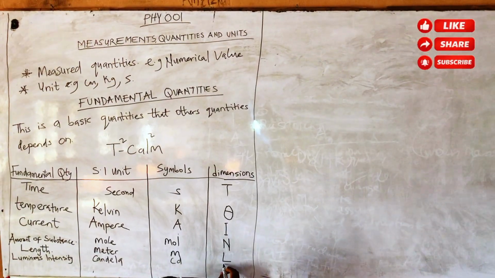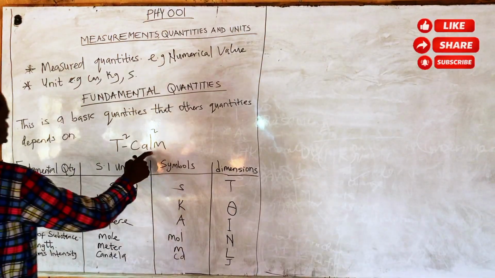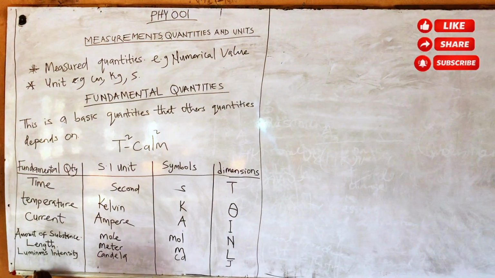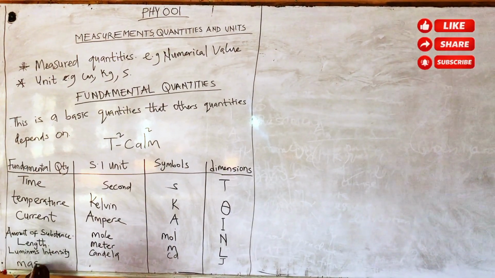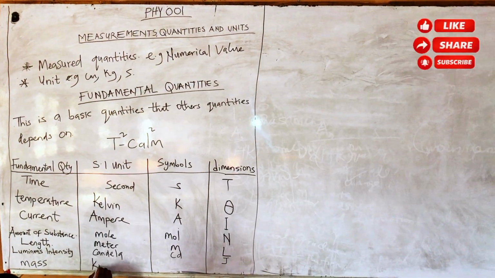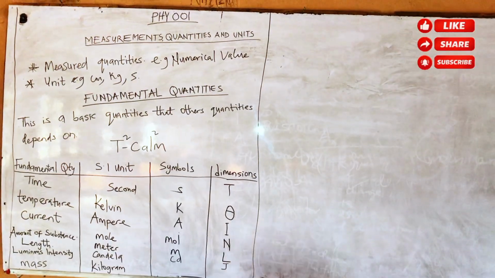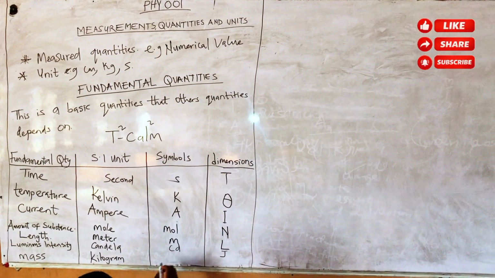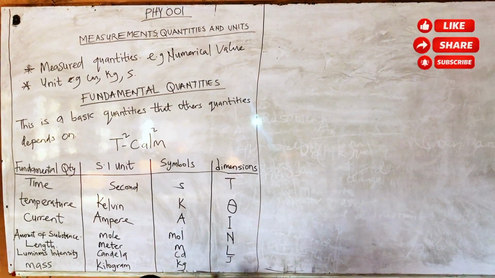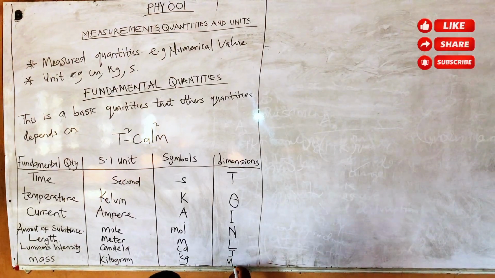That's our second N. And M is what? The mass. So the SI unit for mass is what? Kilogram. The symbol is what? Kg. And the dimension is what? M. Okay, that's our fundamental quantities.